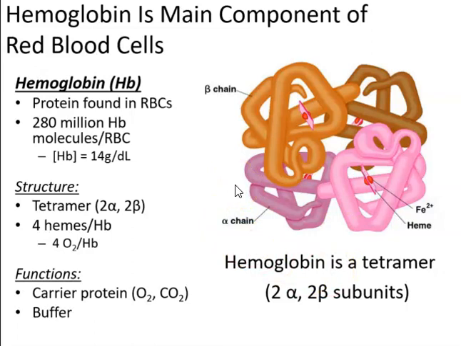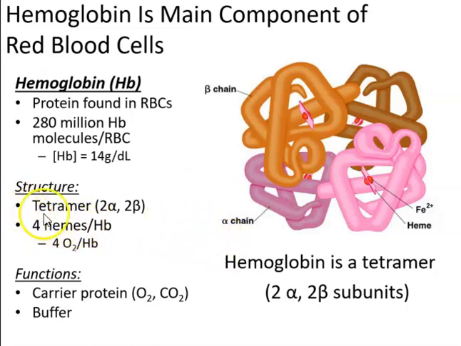We know that there are about 280 million hemoglobin molecules per red blood cell. And when we take a hemoglobin concentration number, the number is usually about 14 grams of hemoglobin per deciliter of blood. But imagine 280 million hemoglobin molecules per one red blood cell, and we know that a normal human has about 5 million red blood cells.